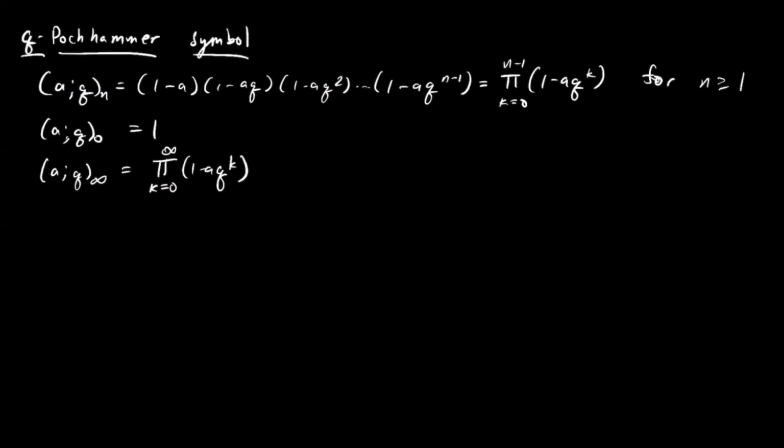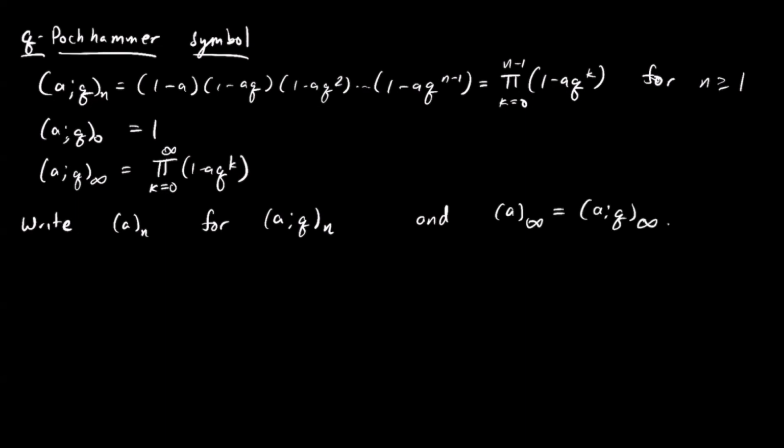And there's a very standard kind of shorthand for this q-Pochhammer symbol. When it's clear that q is the variable we're incrementing by, we'll write a sub n for (a; q) sub n. And we'll often write a sub infinity for (a; q) sub infinity. Okay, so one might ask the question, well, what properties does this have? How can I do mathematics with this? So some of the fundamental properties we'll write down now.